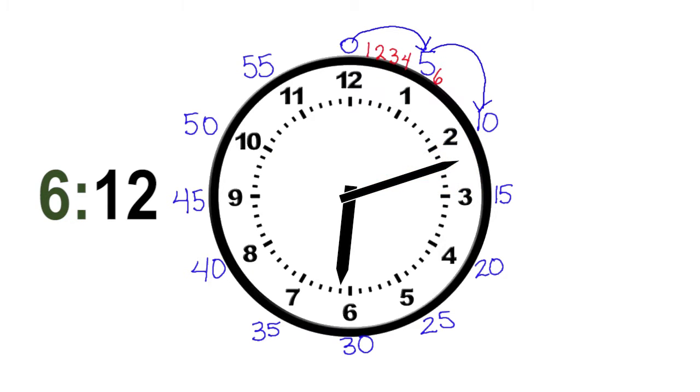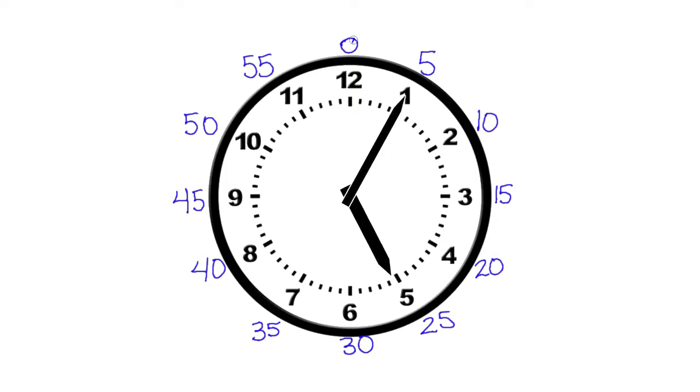Now we need to count by ones until we reach the minute hand. We left off at 10. Counting on by ones would take us to 11 and 12. So it is 12 minutes past 6 or 6:12. Let's practice on another example. Look at the following time.